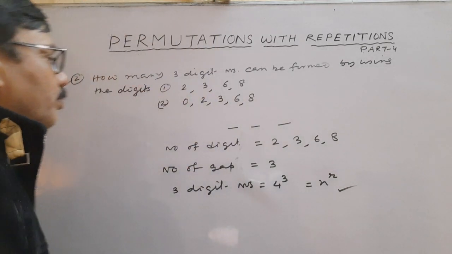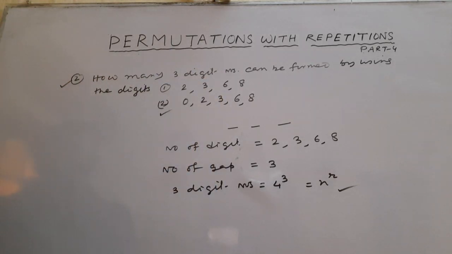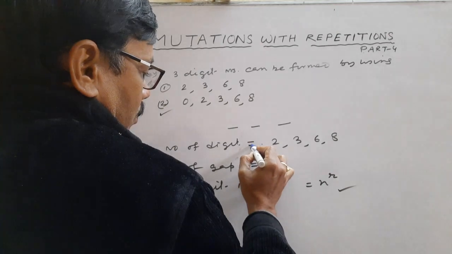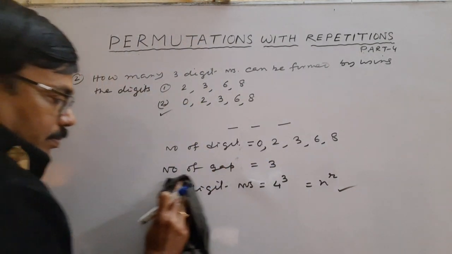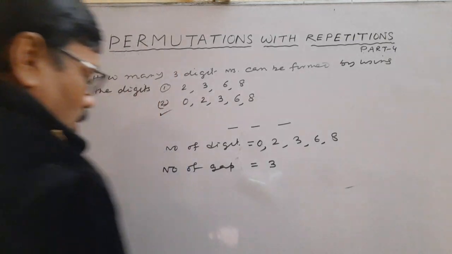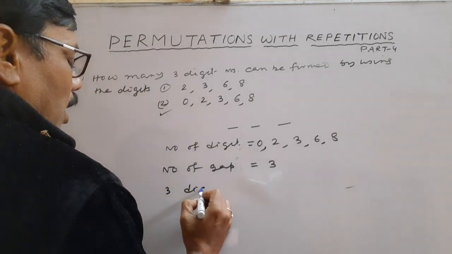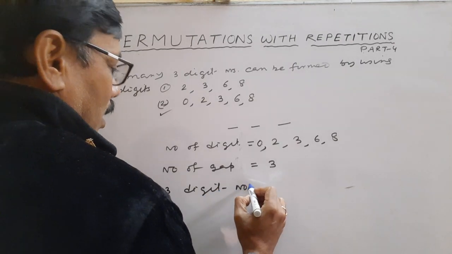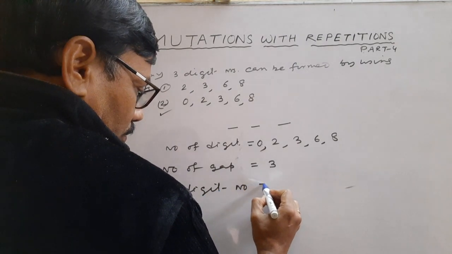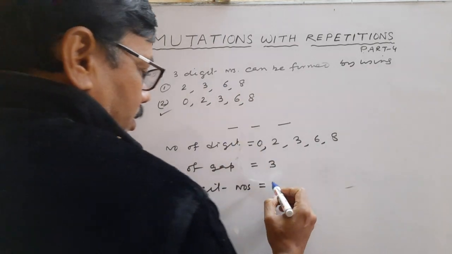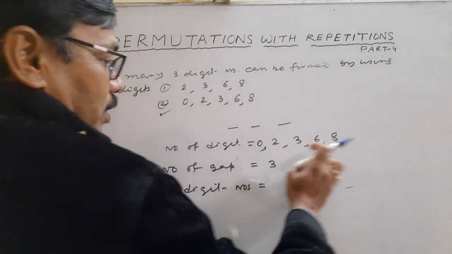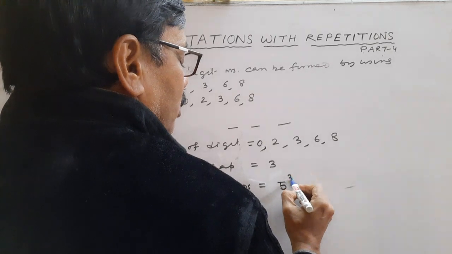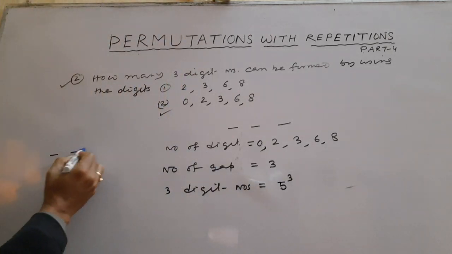So now the second one. The digits are 0, 2, 3, 6, 8. So the number of gaps is 3. So 3-digit numbers equals, with number of gaps 3 and number of digits 5, 5 to the power 3.